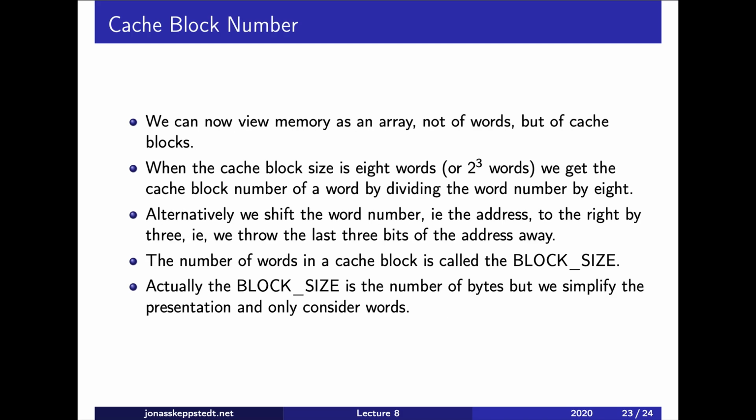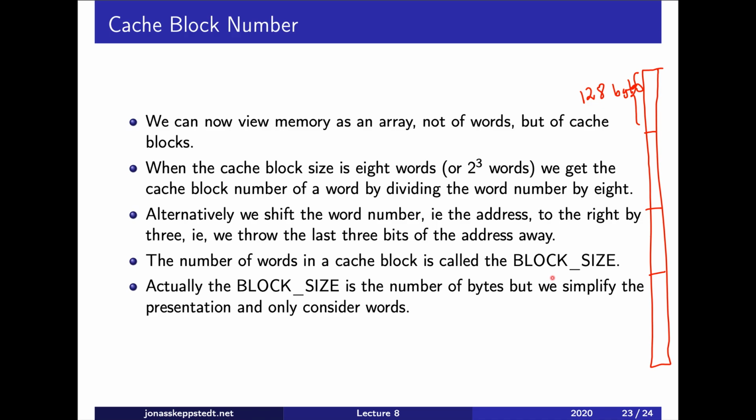So what we should do now is to view memory not as an array of words, let's draw it here, like that, but instead as an array of blocks. So each block is a little bit bigger, 128 bytes, for instance. Okay, so what we do now is that we introduce a new parameter to the cache, and that is often called the block size.